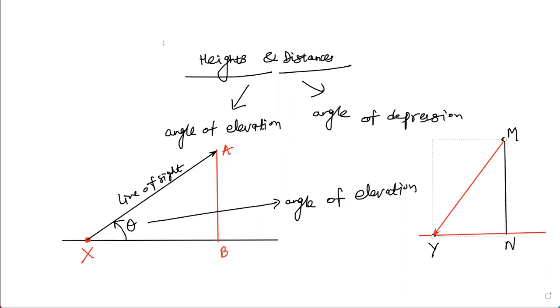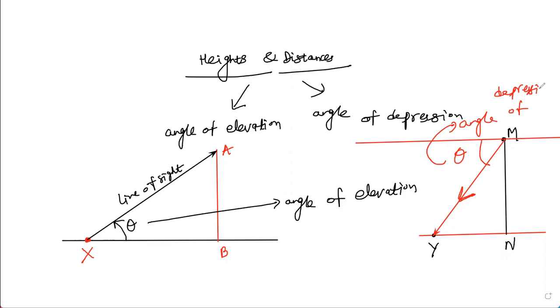But the point here is, since the person is standing on the top, for that point the horizontal is going to be this line. If I again apply the same concept, the angle between the line of sight, which is this, and the horizontal, this angle is the angle of depression. Why is this angle the angle of depression? Because in this case, we are looking down. That's why it's the angle of depression. It's always the angle between the line of sight and the horizontal at that point.